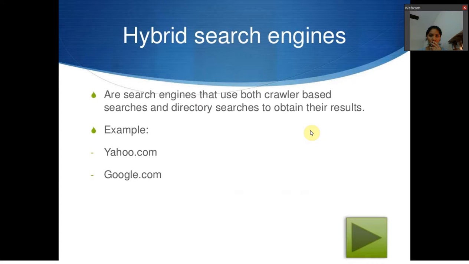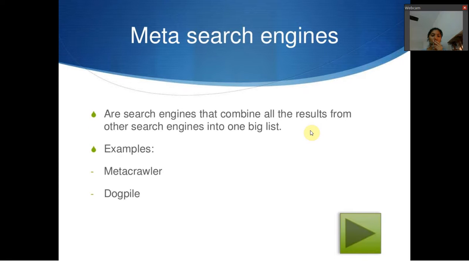Hybrid search engines use both crawler-based search engines and directories. The crawler analyzes the results, and it checks the directory for special keywords or special web pages that are being requested. Meta search engines combine all the results from all the other search engines into one big list, not just two or three.